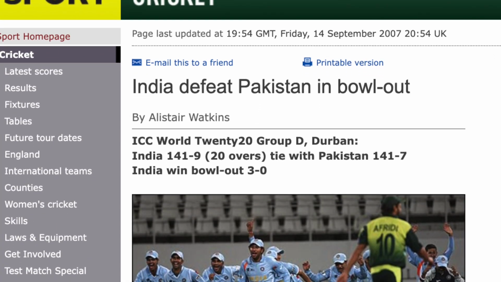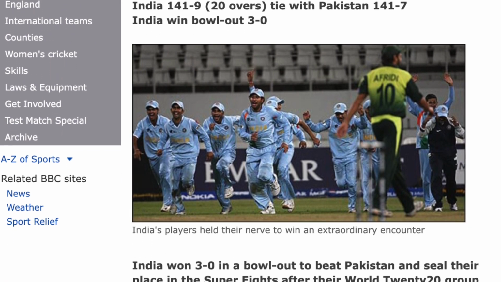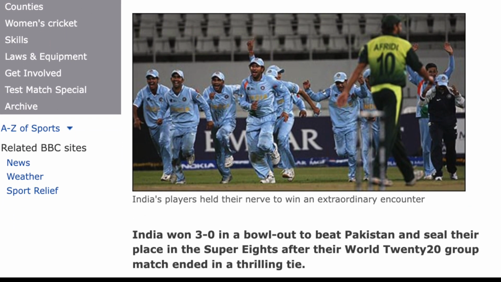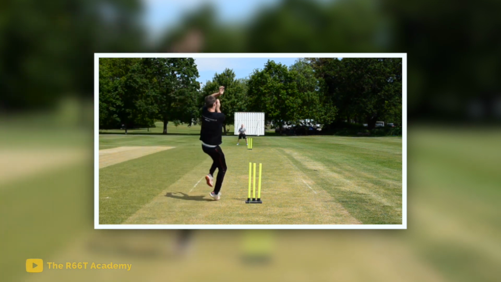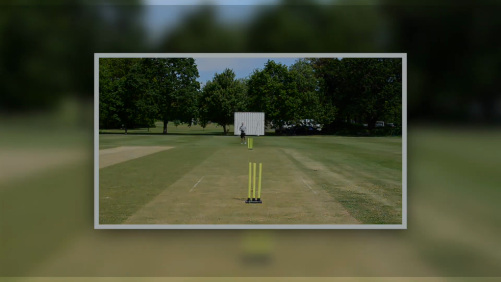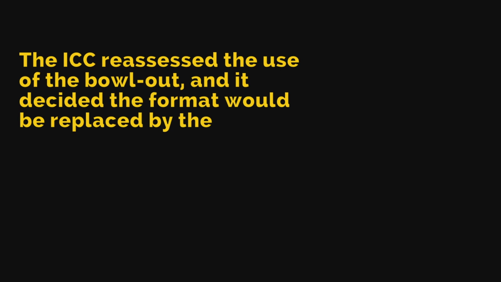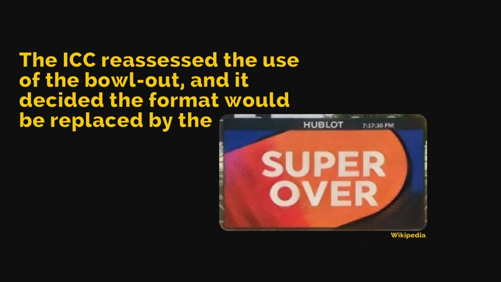The fallout from this game was relentless, as it interrupted Pakistan's unbeaten start to the World Cup and dropped them to 2nd place in the group stage. What people started to realise though was that after this match, while sport and World Cups more generally can be brutal at times, the bowl out and its use in cricket seemed like rather an unfair way of determining the winner of a match. This is why after the World Cup in 2008, the ICC reassessed the use of the bowl out and it decided the format would be scrapped in favour of the Super Over, which still remains as the preferred choice for tied match results to this day.